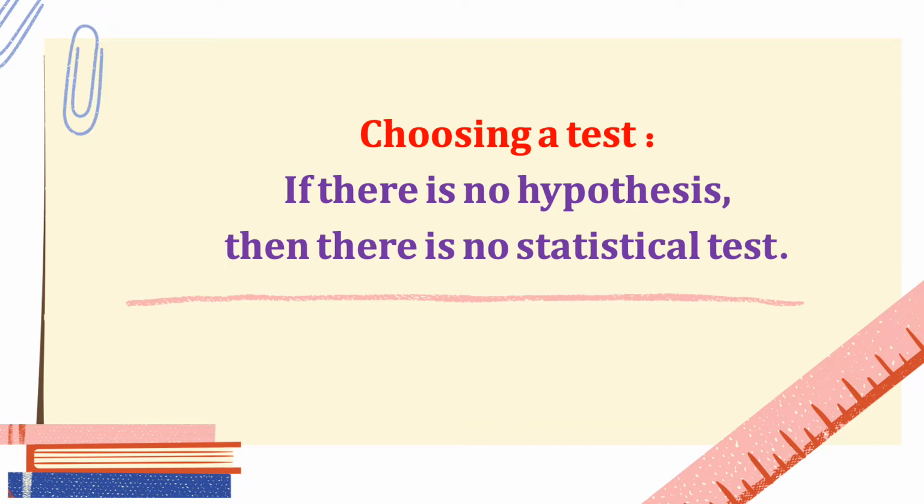In some cases, there is no hypothesis. The investigator just wants to see what is there. For example, in a prevalence study, there is no hypothesis to test, and the size of the study is determined by how accurately the investigator wants to determine the prevalence. Therefore, if there is no hypothesis, then there is no statistical test needed.